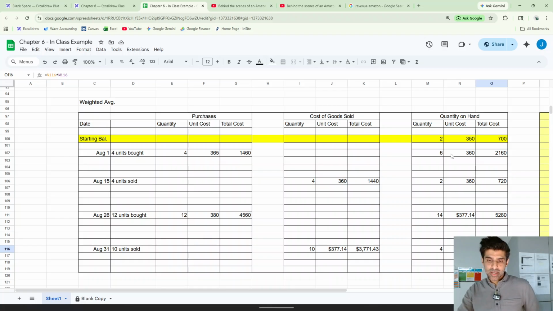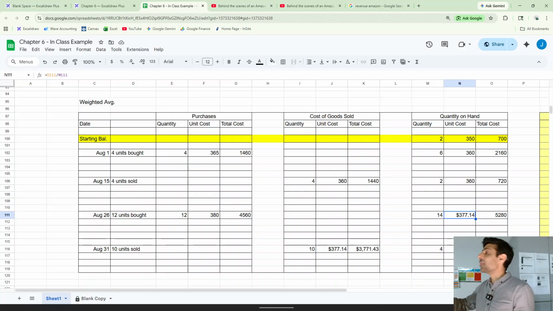It did change, right? First it was 350, the opening balance, then it changed to 360, and then it changed to 377. And it only changes when you buy inventory, because that's when you have new inventory coming in at a different unit cost. Then you have to redo the calculation. The sales transactions, you just keep using that same weighted average, because all the units that you have in inventory are valued at the same weighted average amount per unit.